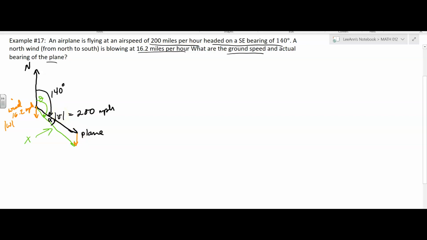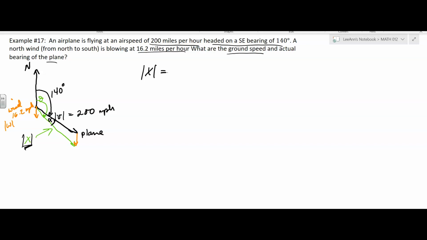And so what we want to do is know the length of x, so the magnitude of x. So we can say that the magnitude of x is equal to, and then I have to think a little bit about how to get that angle. We don't have any angles right now.